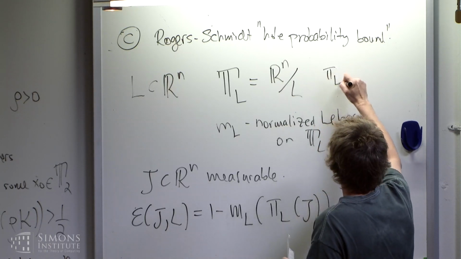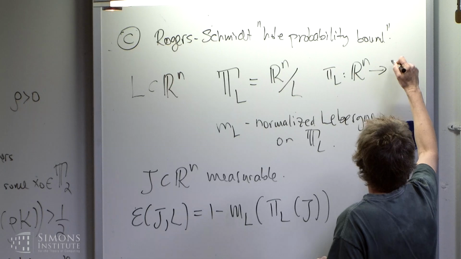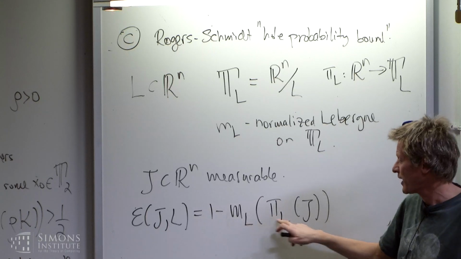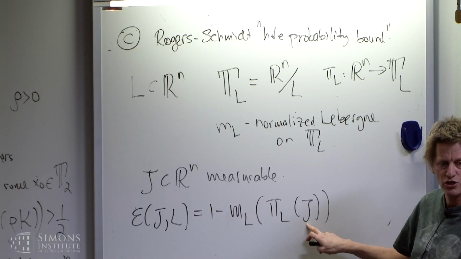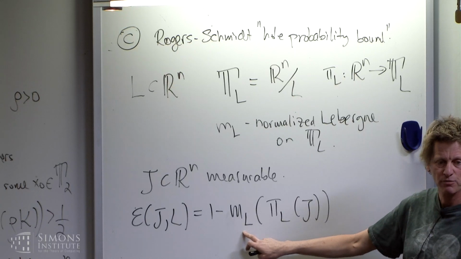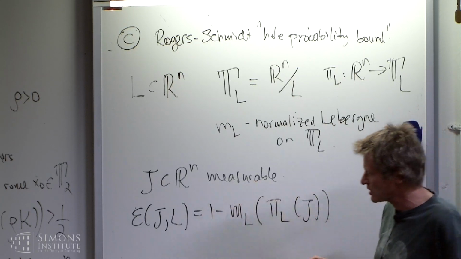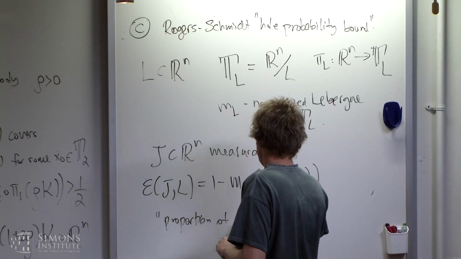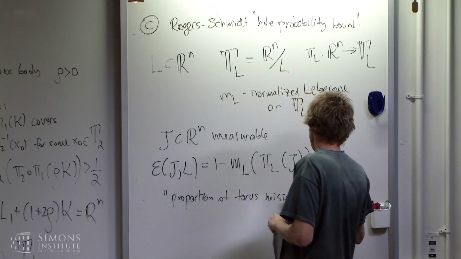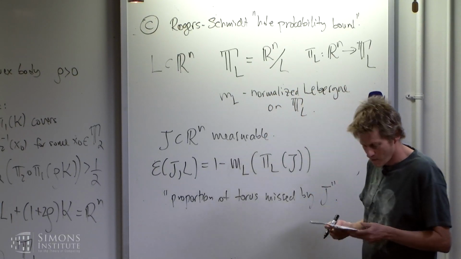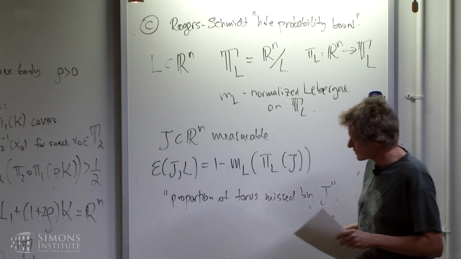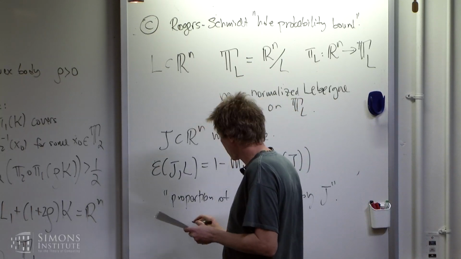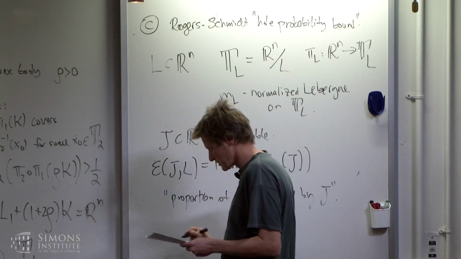Pi L is the projection. So 1 is the total area. Pi L of J is what's covered by the projection of J. We're measuring how much is covered by the projection of J, and then we're subtracting. So this is the proportion of the torus missed by the projection of J. And I'll state the corollary over here, because it's not really crucial to get, well, let me state it over here.